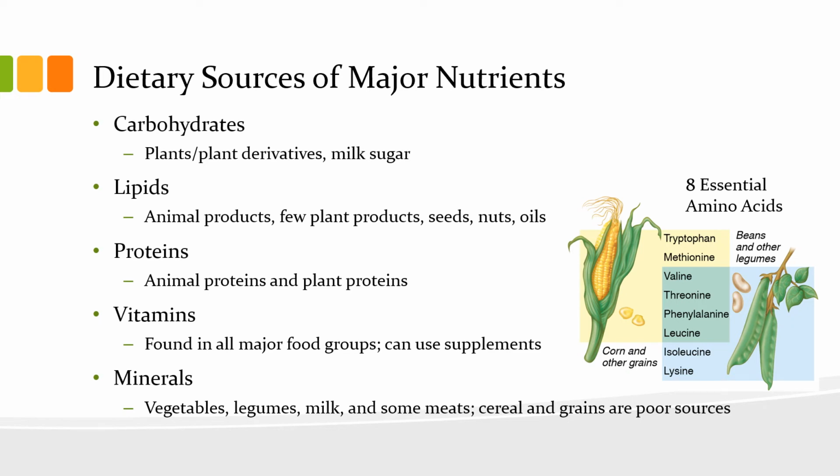And then minerals. The body also requires adequate supplies of 7 minerals, which are inorganic substances. These are calcium, phosphorus, potassium, sulfur, sodium, chloride, and magnesium, as well as trace amounts of about a dozen others. Fats and sugars have practically no minerals. Cereals and grains are poor sources. The most mineral-rich foods are vegetables, legumes, milk, and some meats. The section on metabolism discusses the main uses of major nutrients in the body. That'll be on the next slide.